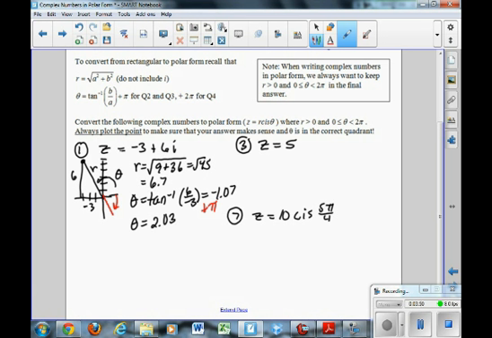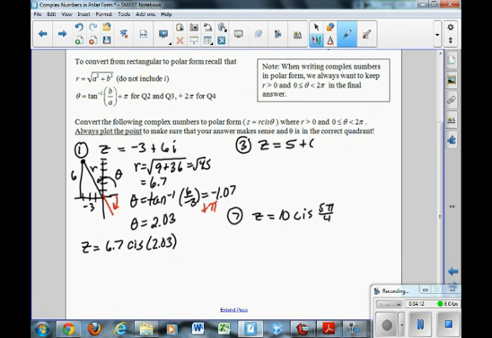So how do I write that? I write z is equal to the radius 6.7 cis and then the angle. Remember, cis means cosine 2.03 plus sine 2.03 i. Okay, that's what that means. Okay, what about z equals 5? Putting that into polar form. Well, let's look at what that means.